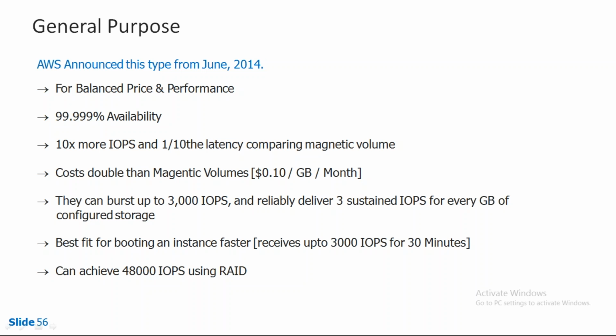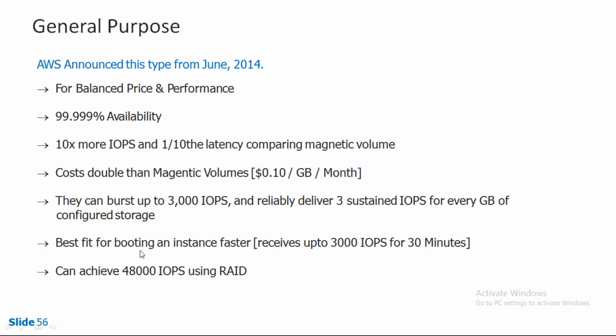Earlier it was 10 cents per gigabyte per month, but it costs almost double the magnetic volumes. They can burst up to 3000 IOPS. That's what we have seen, the slash 3, the 3000. So up to 3000 it can burst, and it reliably delivers 3 standard IOPS for every gigabyte of configured storage. For every gigabyte 3, but at times it may go up to 3000 when you're trying to access something.